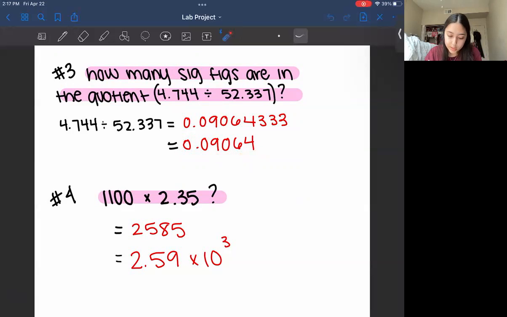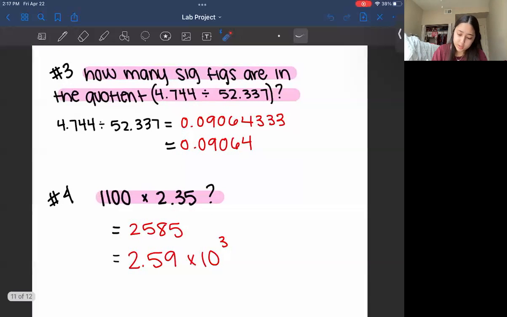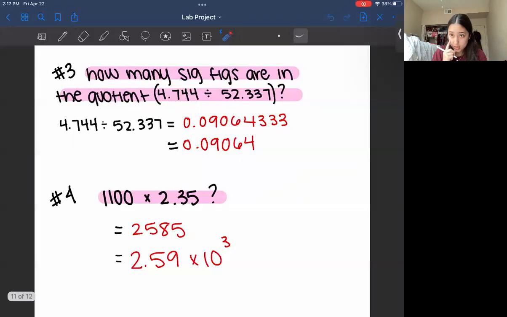And finally, for the last problem, if you multiply, you would get this answer, but you see that it is too big because this is the smallest amount of significant figures, so you would have to change this into scientific notation. So you would get 2.59, so you round this and the 8 becomes a 9. 2.59 times 10 to the power of 3, 1, 2, 3, and you get three significant figures.